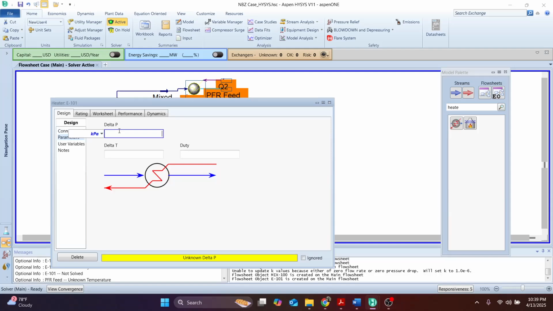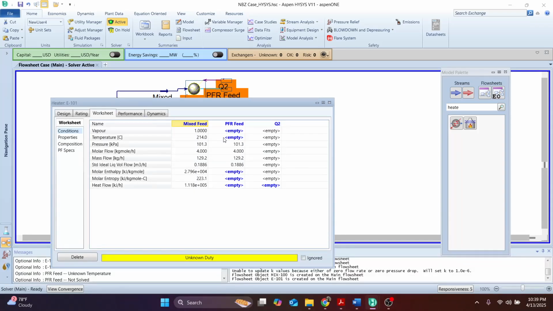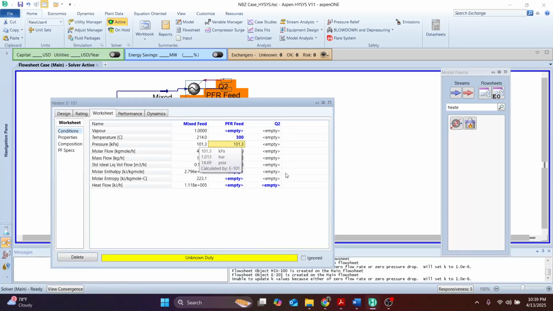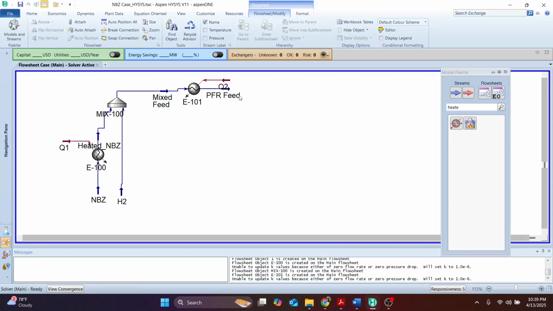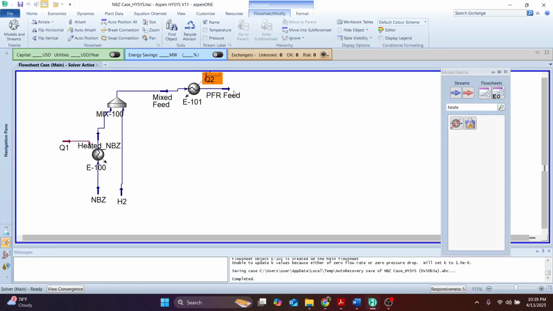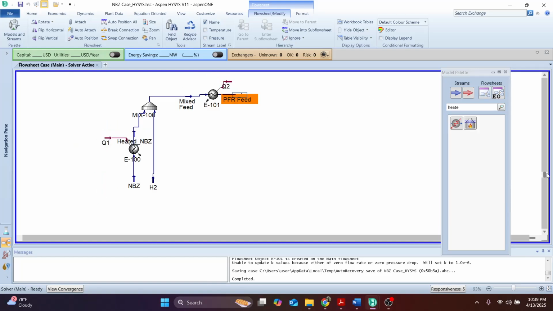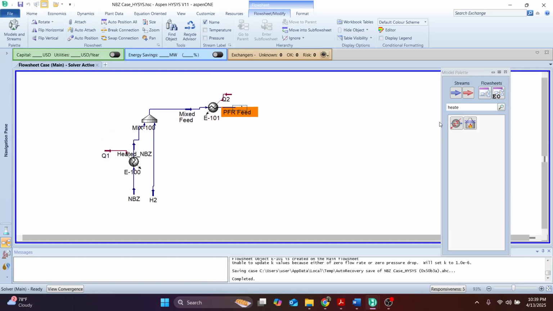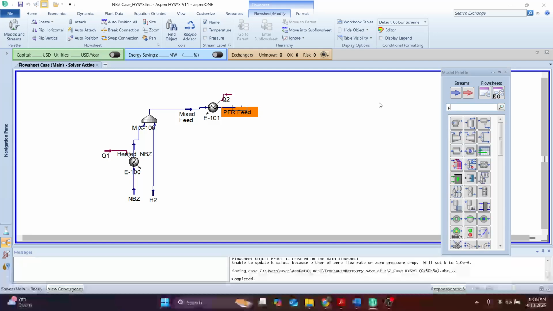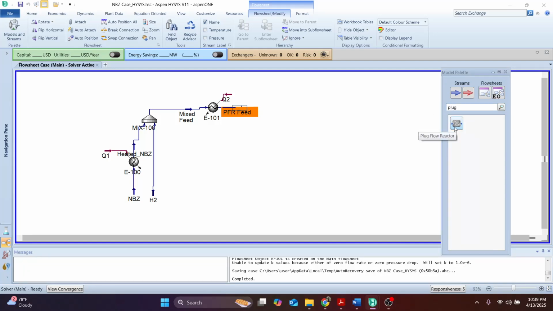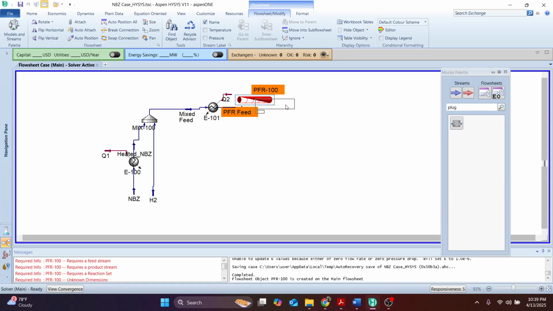And then for the delta P, 0, and then the delta T, just warm this. Okay. Now 300 and still 180. Now we will come to the fun part, which is the reactor itself. So let's put in a plug flow reactor. Oops. What's happening? Sorry.